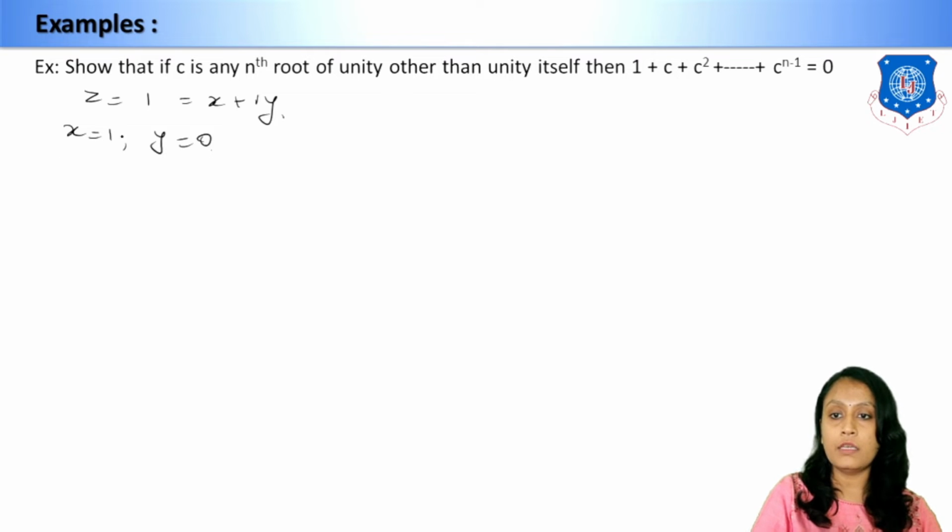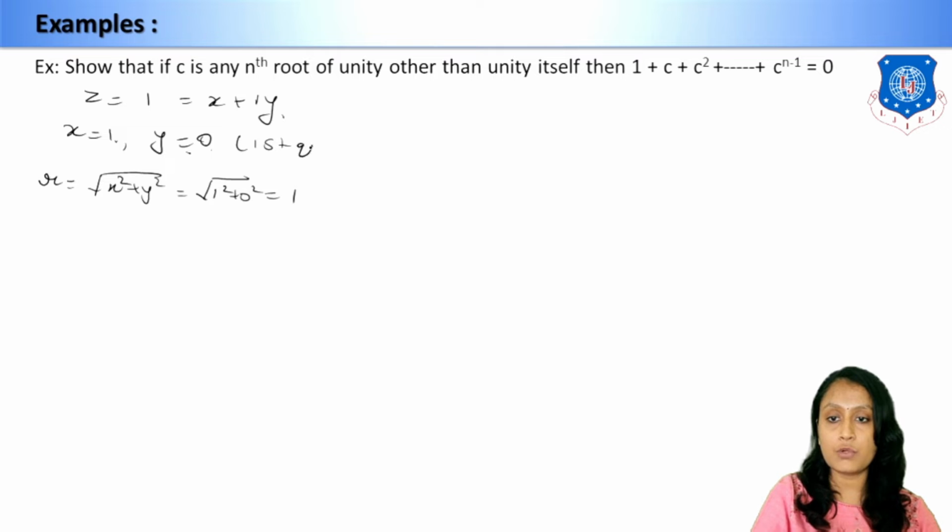Now we will write the polar form. So r is equal to under root x square plus y square, that is under root 1 square plus 0 square, right? So you will get the answer of r as 1. Now x is greater than 0, y is greater than or equal to 0, so this lies in the first quadrant, right? Therefore, theta is tan inverse mod y by x. Okay, so let's substitute the values of y and x. So you will get tan inverse 0, and this is 0.